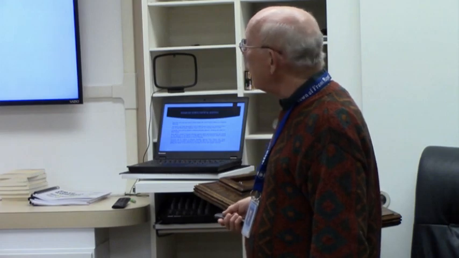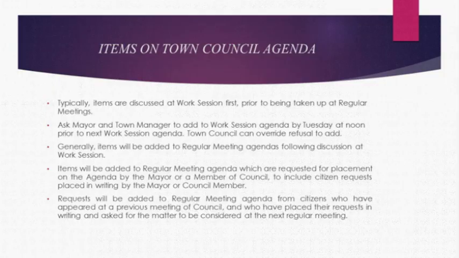Typically, things that town council wants to discuss are taken up at a work session first, prior to being taken up at a regular meeting. The exception to that would be things that are so almost rubber stamped that it really doesn't need to be discussed, or if it's something that's just too important and it's got to be taken up in a hurry.